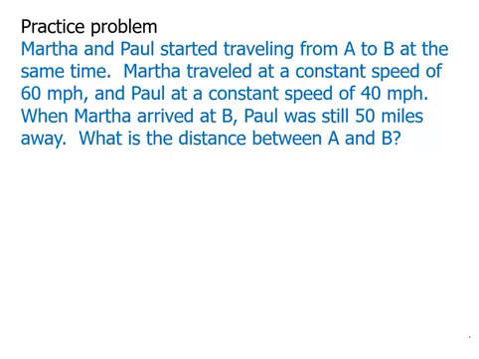What is the distance? So notice, first of all, that the time, we'll just say that time t is the time from the starting point to when Martha arrived. And so Martha, of course, traveled that whole distance d. But what about Paul? Paul didn't get all the way to d. He was still 50 miles away, so that is d minus 50.